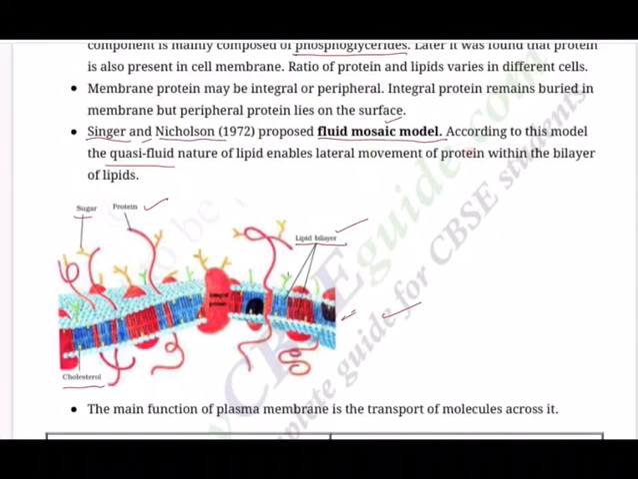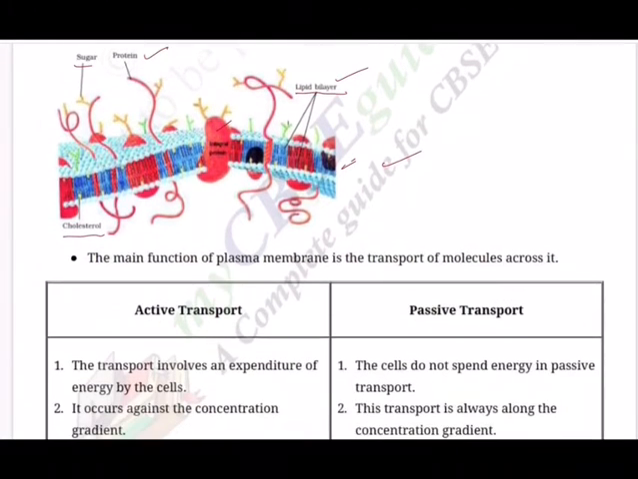The proteins are arranged in two forms. One is the extrinsic, that is peripheral proteins, for example spectrin, and the other is intrinsic or integral proteins, as you are seeing. These integral proteins are sandwiched inside the two lipid layers. The integral proteins which run throughout the lipid bilayer are known as tunnel proteins, for example glycoproteins. So this is how the fluid mosaic model is made up.